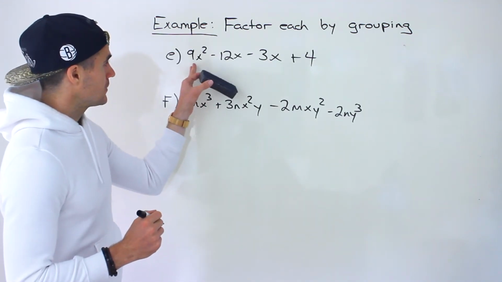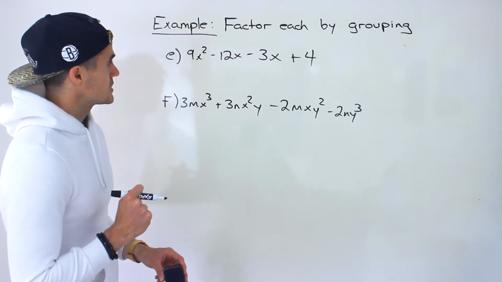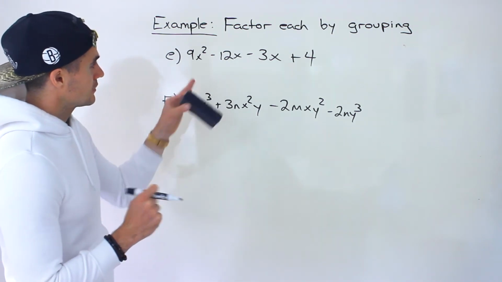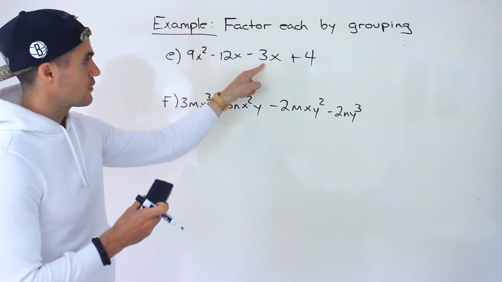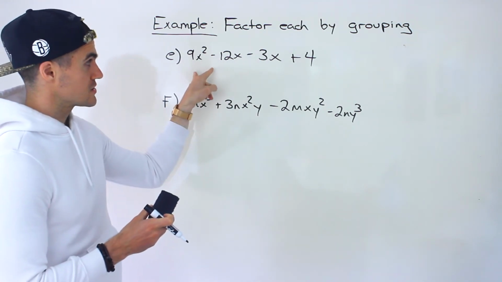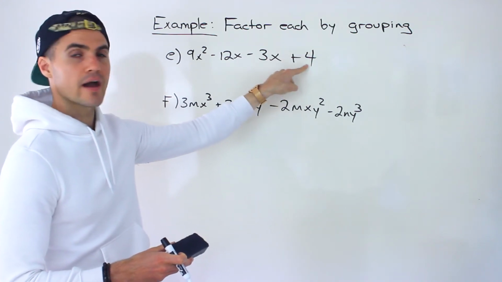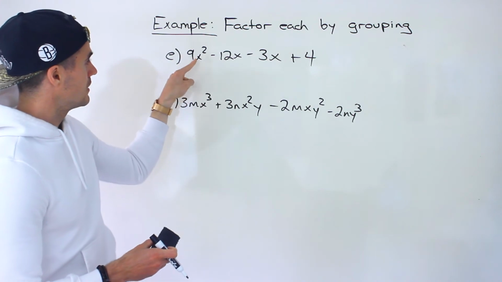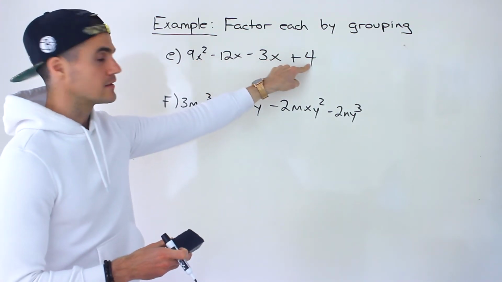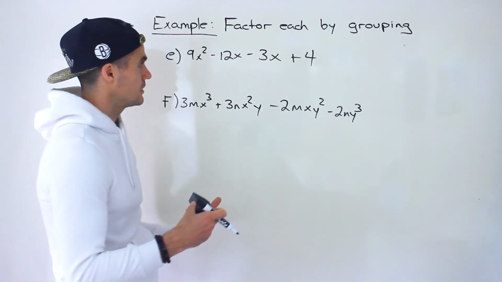Moving on to part E, we've got 9x squared minus 12x minus 3x plus 4. So in this particular case, again, check: can we take anything out? We've got 9, 12, and 3. The common factor between those is 3, but then we've got the 4 over here. Okay, and 3 isn't a factor of 4. So we can't take out anything in terms of the integers, and there's no x over here. So we can't initially take something else out.